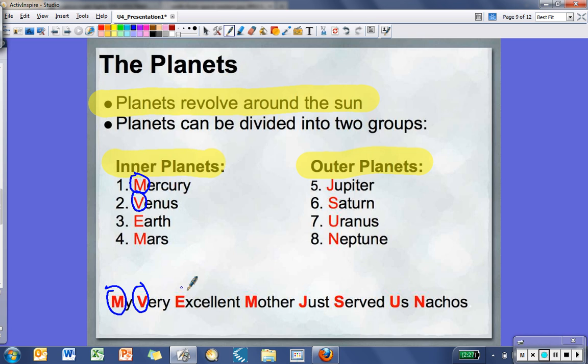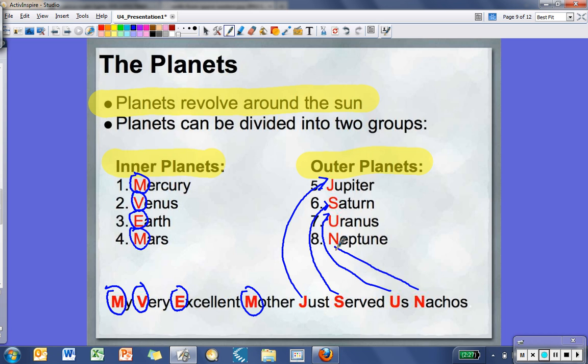So if you kind of see it, excellent, Earth. If you remember this phrase, my very excellent mother just served us nachos. M for Mars, mother, J for just, and served us nachos. So you can kind of look at it that way and remember it. If you're having a hard time remembering the planets in order from the sun, that's a great way for you to remember.